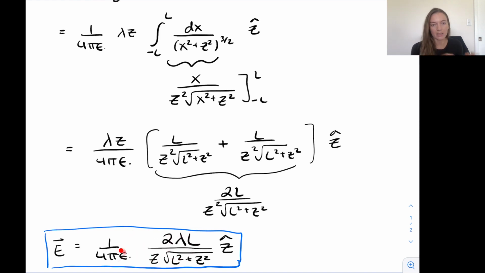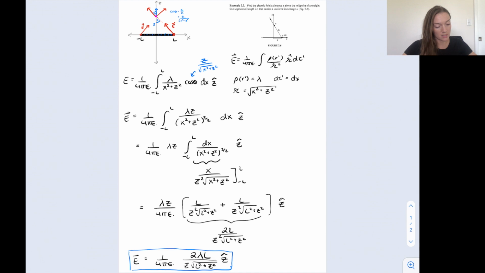It makes it a lot easier for the grader to see where you went wrong. So I would always just recommend leaving your 1 over 4 pi epsilon naught by itself as its own constant, and then whatever else you have over here. So that is our electric field of a finite line charge. Now let's do the electric field of a ring.